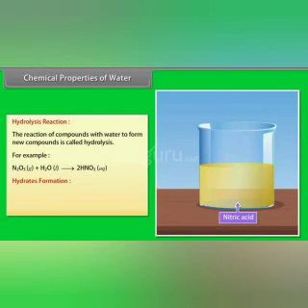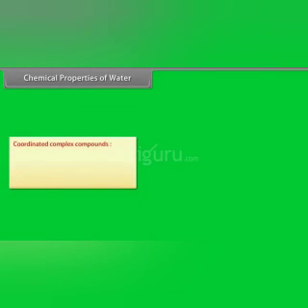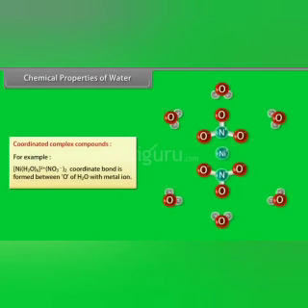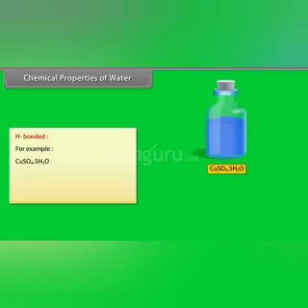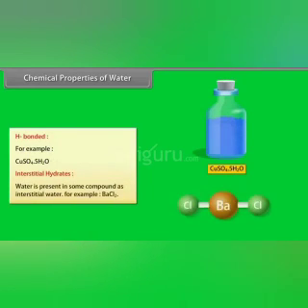Hydrates formation. Water forms hydrates with metal salts. There are 3 main types. Coordinated complex compounds, for example nickel(II) nitrate hexahydrate. A coordinate bond is formed between O of H2O and the metal ion. H-bonded hydrates, for example copper sulfate pentahydrate. Interstitial hydrates. Water is present in some compounds as interstitial water, for example BaCl2.